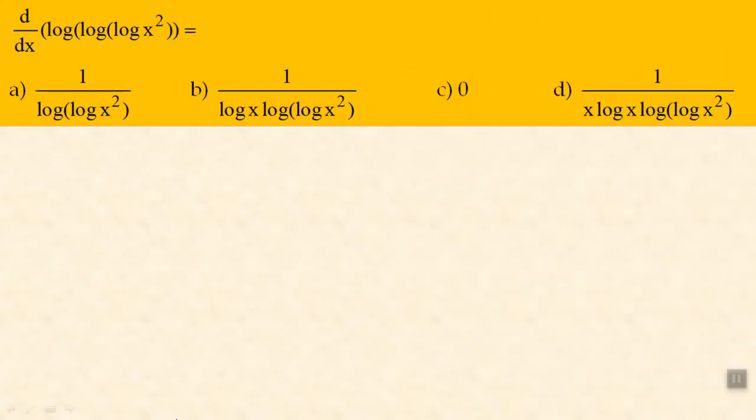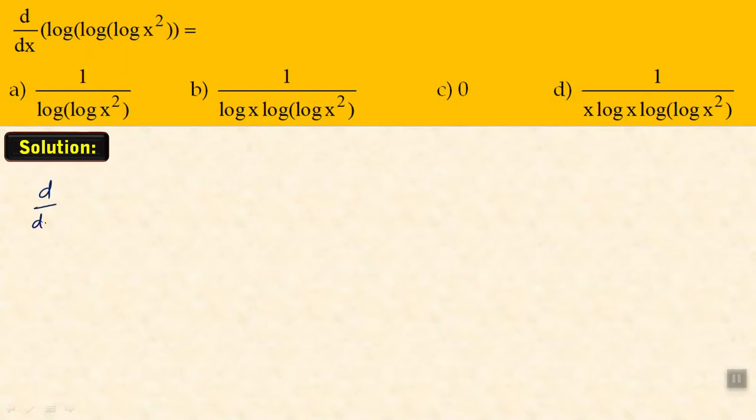The question is d by dx of log(log x square) is equals to. Options are 1 by log x square, 1 by log x into log x square, 0, 1 by x into log x into log x square. Let us find this.